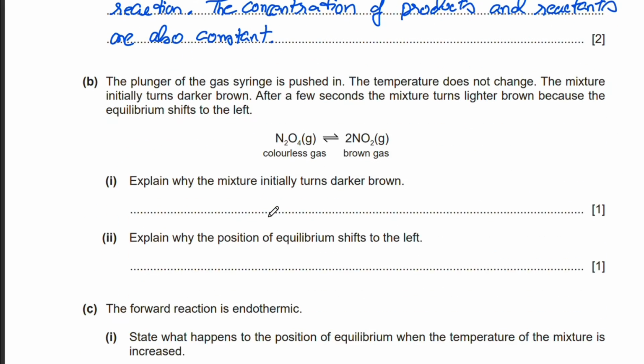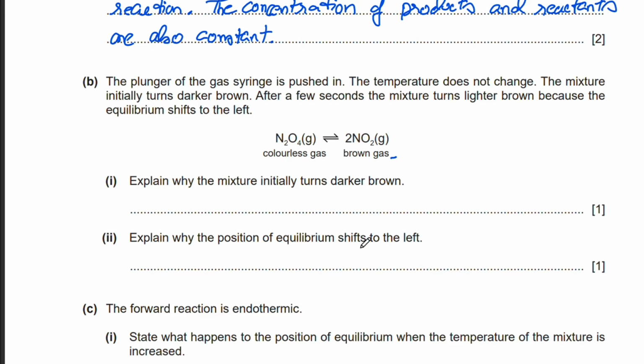B part. The plunger of a gas syringe is pushed in. The temperature does not change. The mixture initially turns darker brown. After a few seconds, the mixture turns light brown because the equilibrium shifts towards the left. Now, explain why the mixture initially turns darker brown. See, when you are plunging that syringe, that brown gas is now in a smaller volume. So that's why it turns initially darker brown.